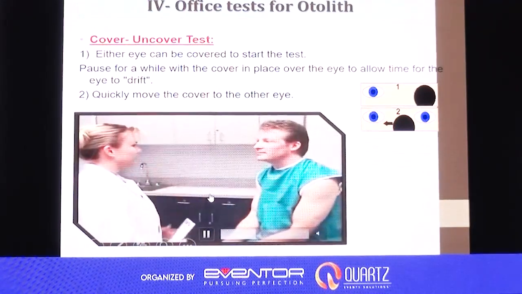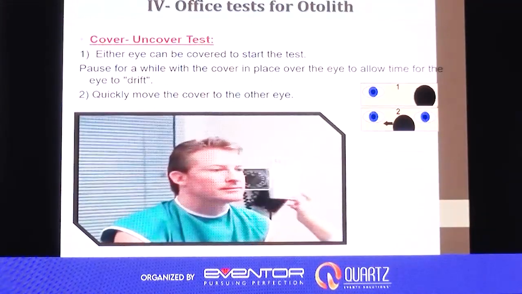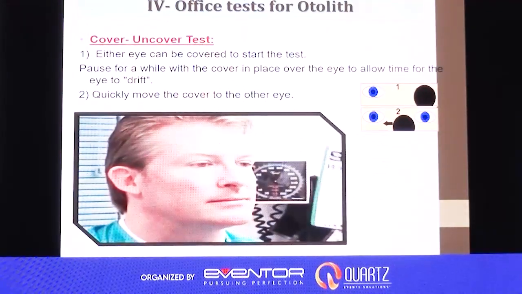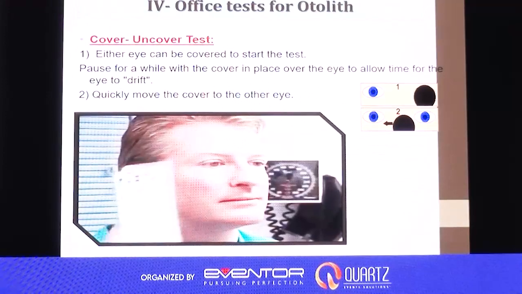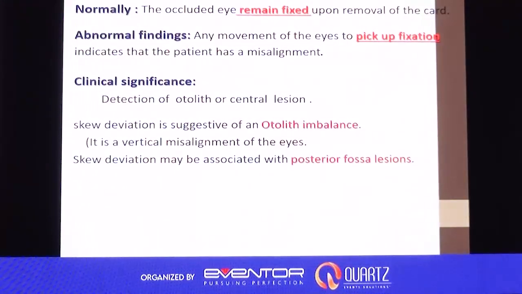Either eye can be covered to start the test. Pause for a while, with the cover in place over the eye, to allow time for the eye to drift. And quickly move the cover to the other eye. Normally, the occluded eye remains fixed in place upon removal of the cover, but abnormally, any movement of the eyes, what's known as pick-up fixation, indicates the patient has misalignment.